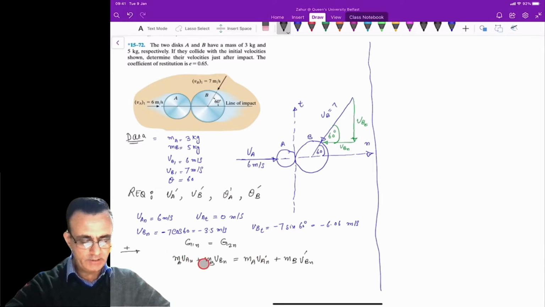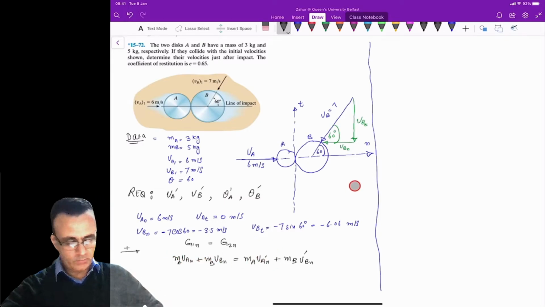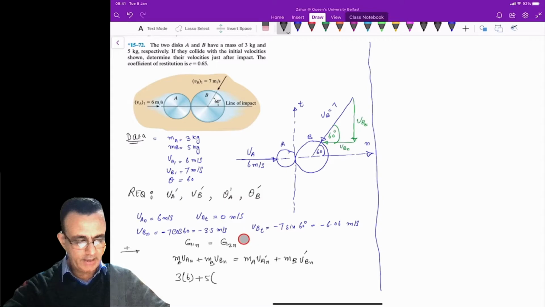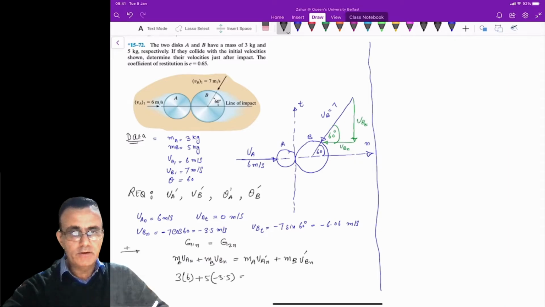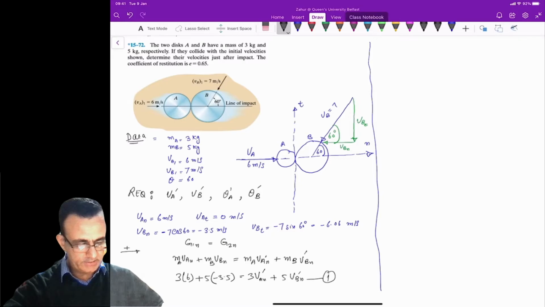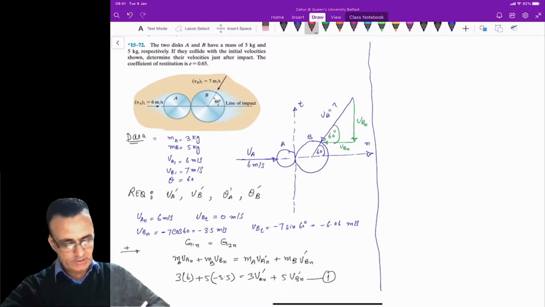If we put in the known values here, what we know is MA, which is 3, into 6, plus MB is given, which is 5, and you are given this VBN, which is minus 3.5. And on the right hand side, you have 3 VAN dash plus 5 VBN dash. So we just get this first equation here. This is our equation 1.